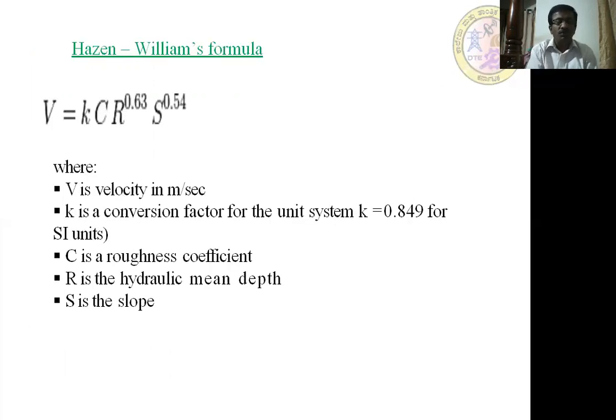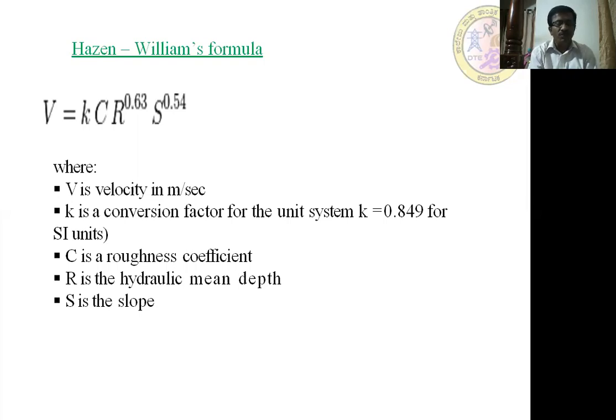The Hazen-Williams formula is one of the formulas commonly used to design the hydraulic parameters of a sewer pipeline, where V equals K into C into R to the power of 0.63 into S to the power of 0.54, where V is the velocity of flow in meter per second, and K is the conversion factor for the unit system, K equals 0.849. Usually, instead of K, we can directly write V equals 0.849 C into R to the power of 0.63 and S to the power of 0.54.